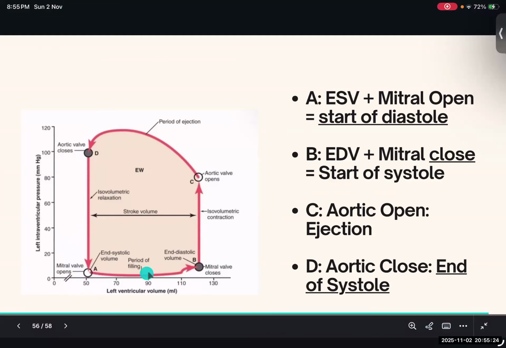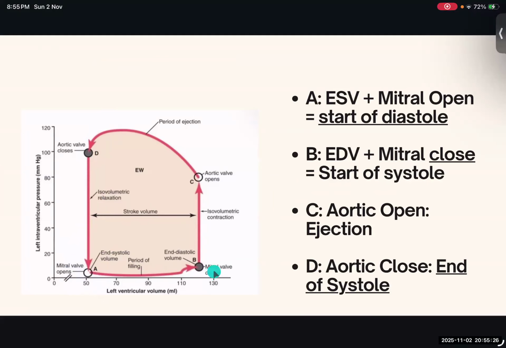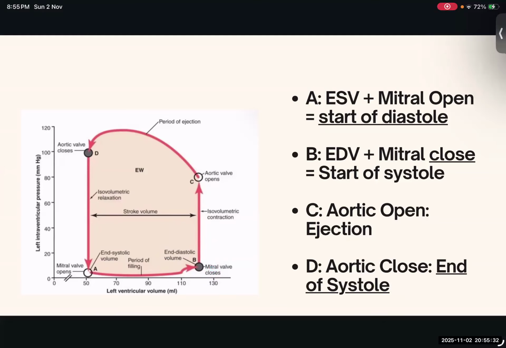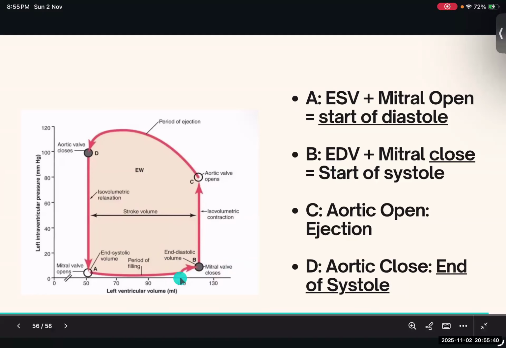So we're going to go to the right, to the right, to the right until we reach the end diastolic volume, which is equal to the preload, okay? Once we reach the end diastolic volume and we start the ventricular contraction, the mitral valve will close naturally. Now, here is the end diastolic volume and the start of systole.